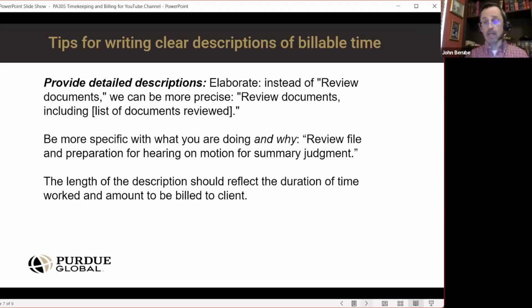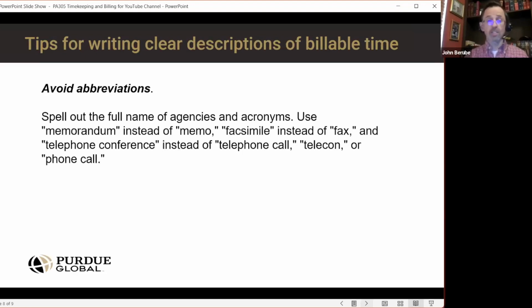We shouldn't be using any abbreviations. We should always spell everything out, whether we're dealing with agency names or entity names or any other kind of acronym. We want to make sure that we spell it out first. In terms of terminology, again, this is probably something I would defer to the office to find out how they prefer you refer to memorandum or memo, facsimile versus fax. We shouldn't abbreviate, but some offices may have very specific terminology they'd like you to use. So always defer to those recommendations.